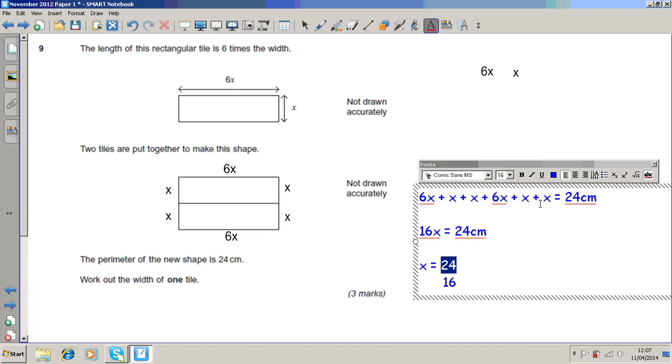divided by 16, which without a calculator is actually quite tricky. I would be treating that as a fraction and simplifying it. So that's going to make life a lot easier. If I simplify 24 over 16, then I'm going to get 12 over 8, which is 6 over 4, which is 3 over 2. So x is equal to 3 over 2, which means x is equal to 1.5 centimetres.